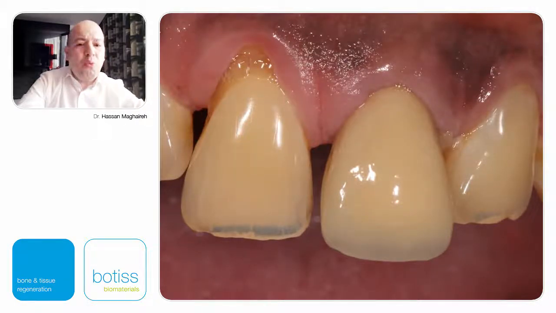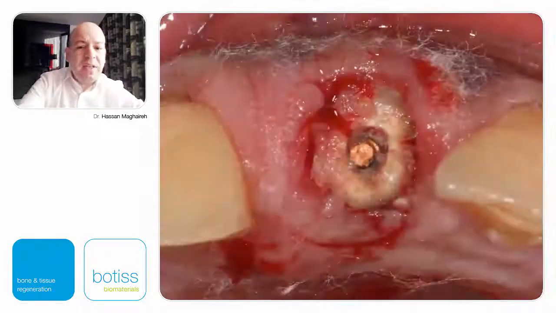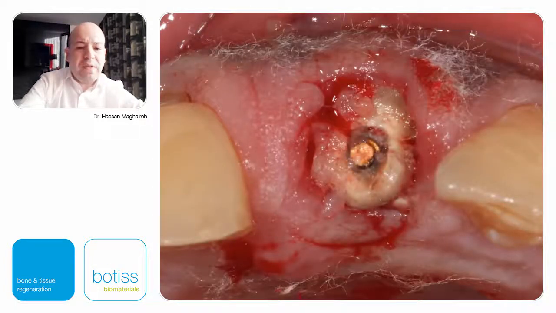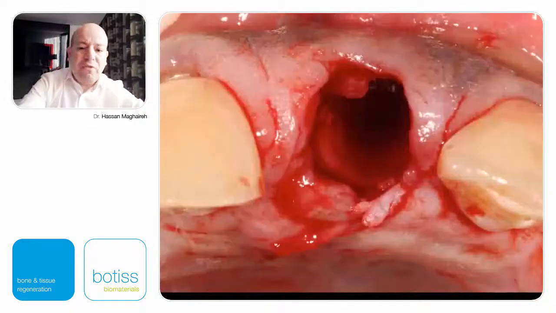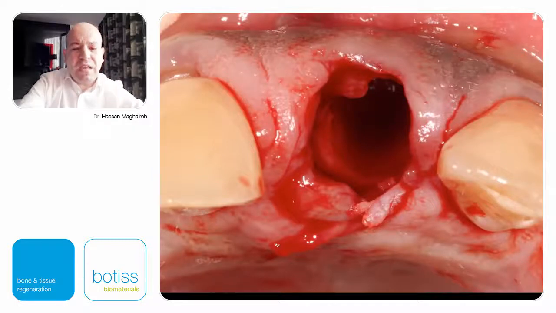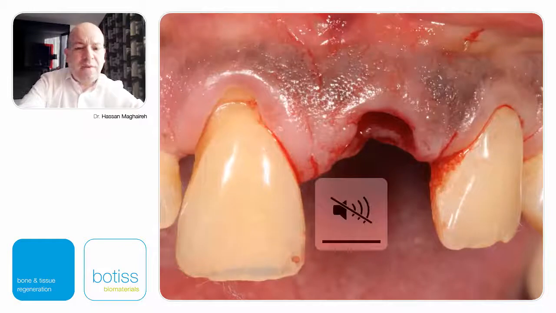Let me go through one of the cases to show you the workflow we follow in our private implant practice in Leeds. This is Alvin. Alvin came to me with a failed upper central incisor. As you could see, it was a failed post-crown. When you look carefully, you could tell that this failed post-crown basically has a cracked root and the tooth had to come out. So the tooth was extracted as gently as possible, preserving the labial bone and the surrounding soft tissue.